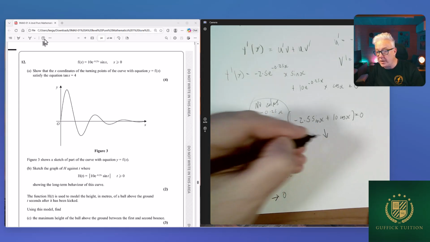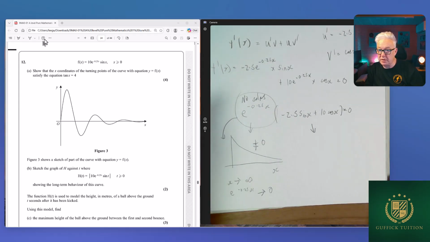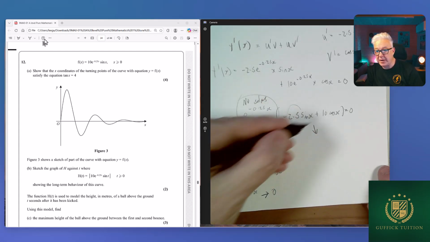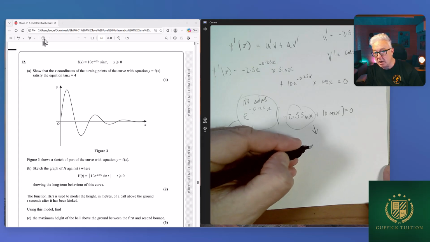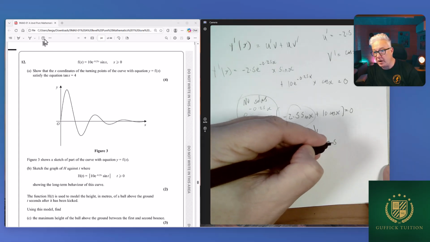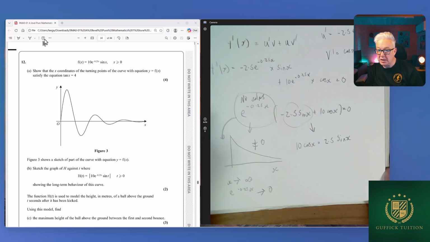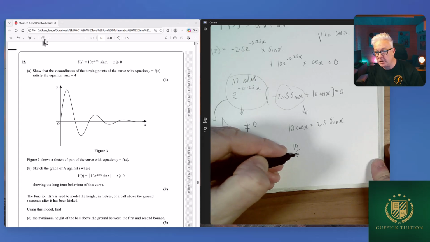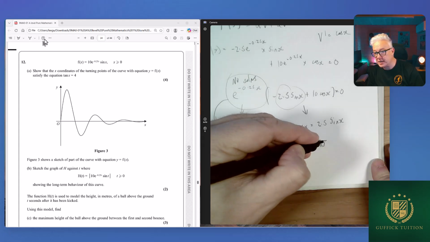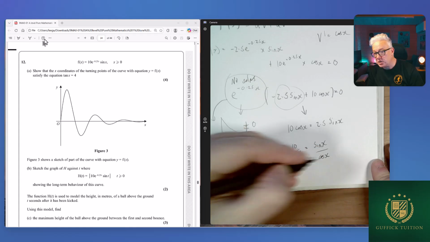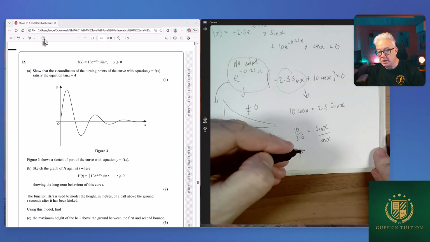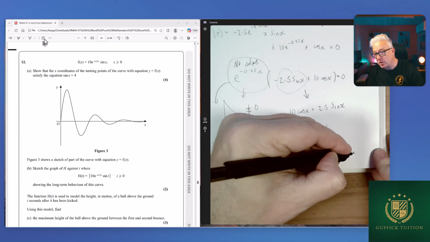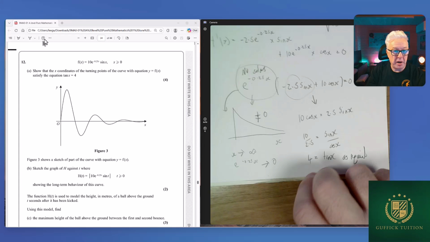So the only way that it's going to equal 0 is if this equals 0. So we've got minus 2.5 sine x add 10 cos x equals 0. Let's take that over to the other side. So 10 cos x equals 2.5 sine x. Let's now divide both sides by cos x and divide by 2.5. So 10 over 2.5 is equal to sine x divided by cos x. And 2.5 goes into 10 4 times. So 4 is equal to tan x, as required. Okay, so that's our part A done for 4 marks.